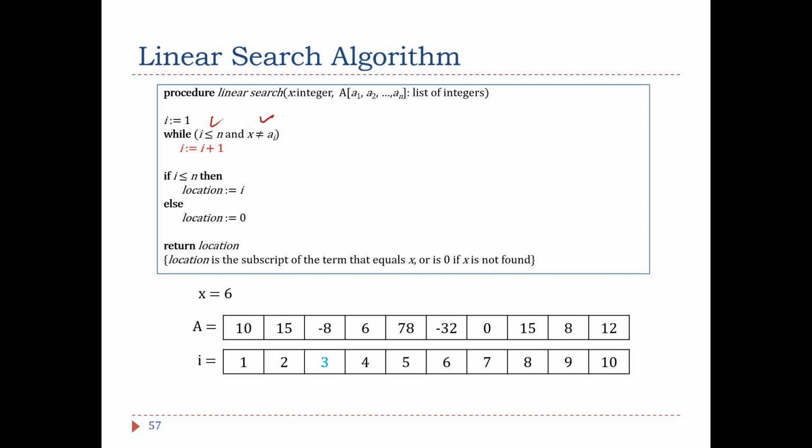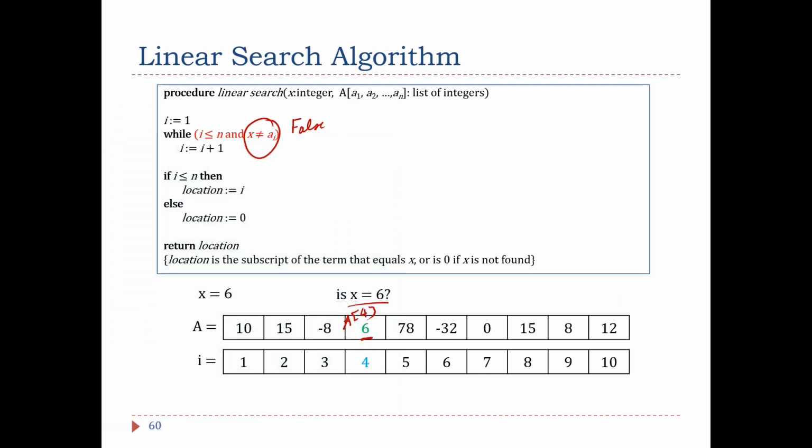Now we increase i by 1, i becomes equal to 3. And now we should compare with minus 8. Okay, it's still different than 6. I think you got the idea. We increase i, we check if x is equal to a number 4, which is 6. So they are equal. In this case, this condition is false, because x, which is equal to 6, is not different than a number 4, which is equal to 6.